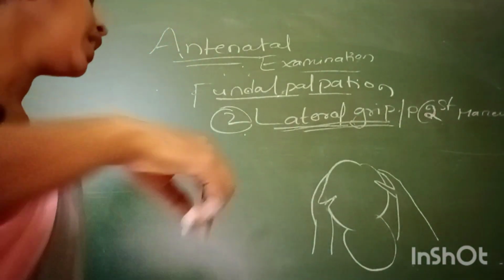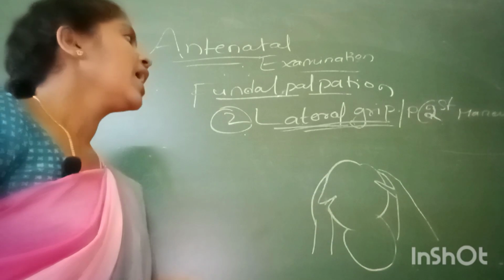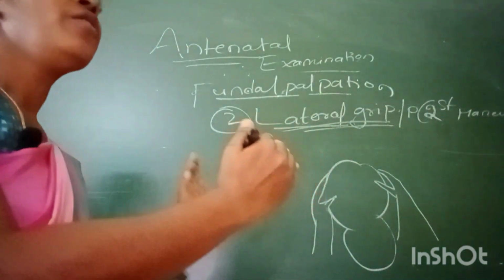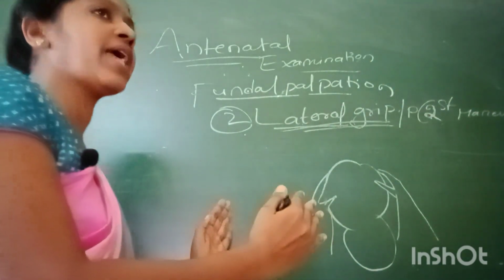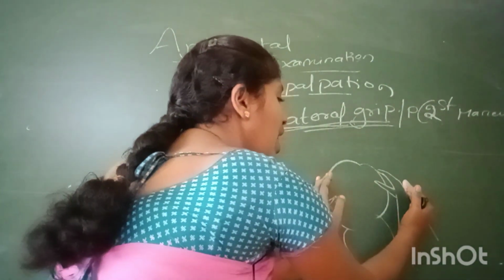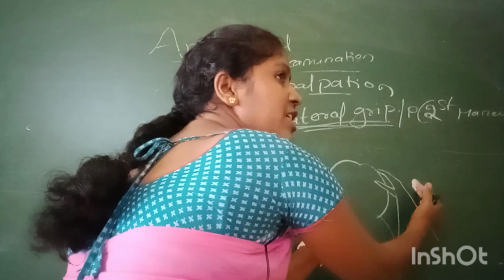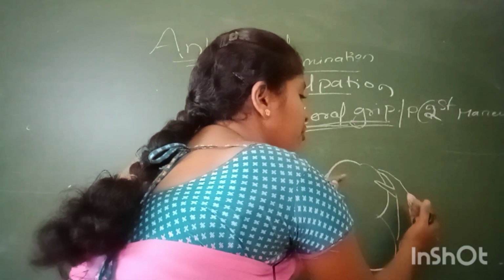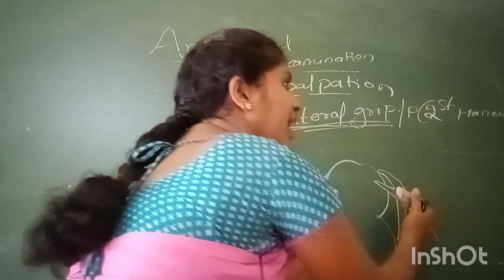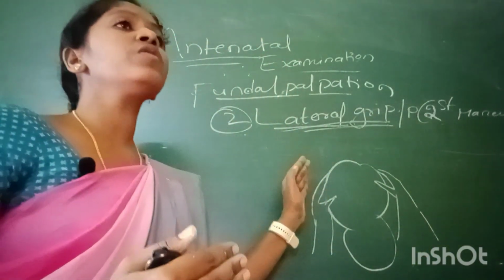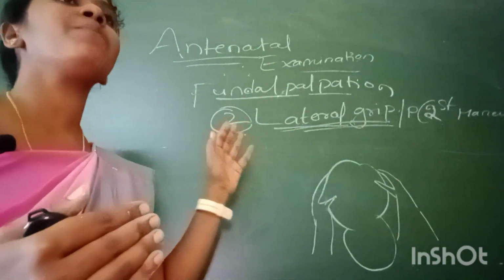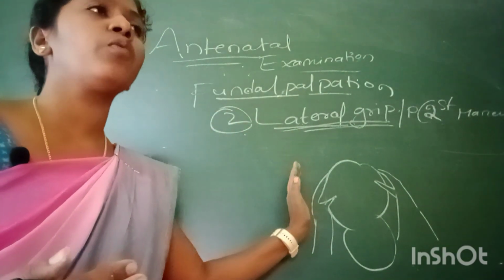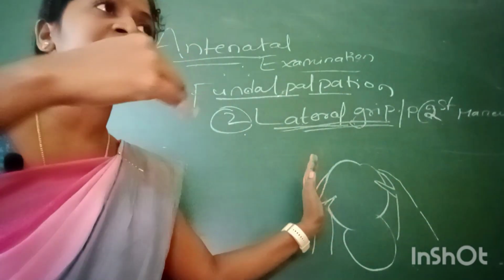Now, the second one is lateral grip. In the name itself, we can see that it is lateral. We place our hands laterally on the abdomen of the mother and check gently and finely by pushing in to check which side the baby's back is present. This grip is to check which side the baby's back is present.